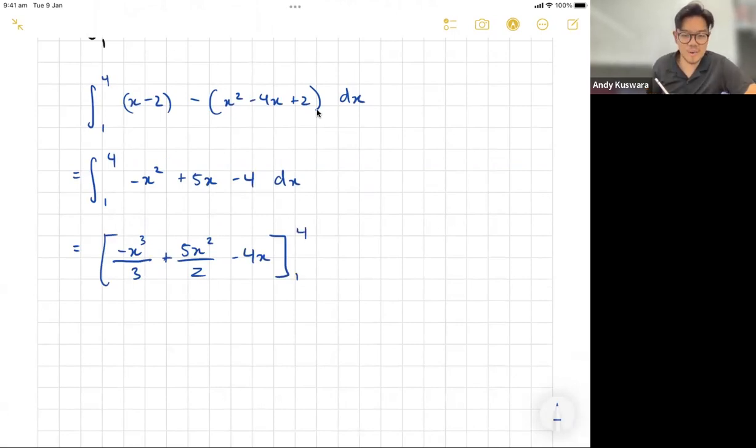I thought I'd go all the way through, but it looks like it's going to be messy and I'm going to need a calculator. So I'm going to stop there.